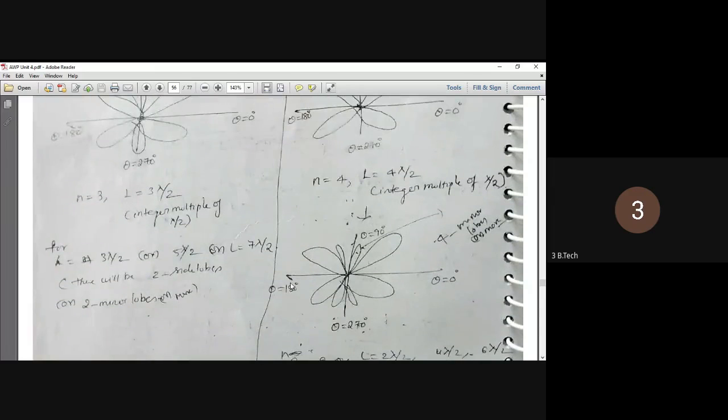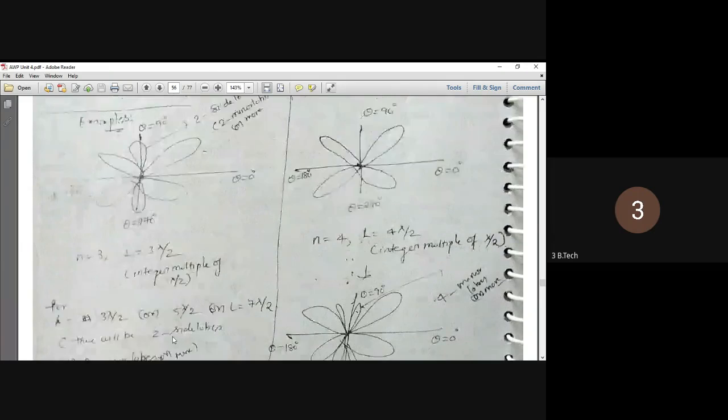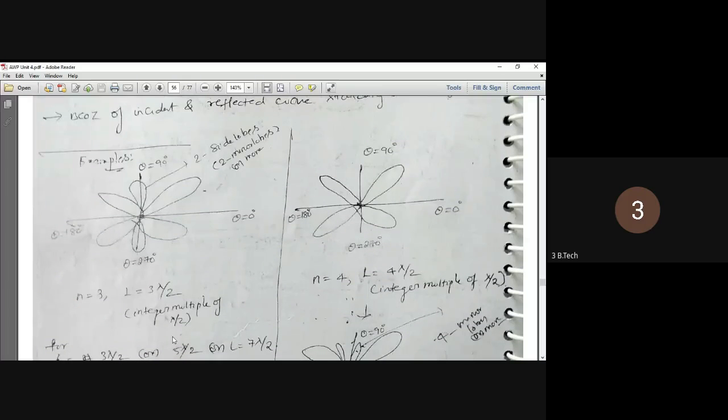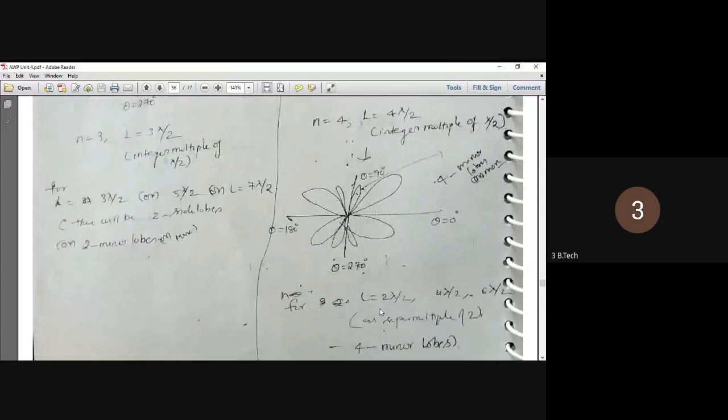In the odd condition, that is an odd integer multiple of lambda by 2, if n is equal to 3, L will be n lambda by 2, substituting n equal to 3, you will get 3 lambda by 2, and 5 lambda by 2, 7 lambda by 2. So if you take odd, the radiation pattern has 4 major lobes and 2 minor lobes. When we come to the even condition, substitute n equal to 2, meaning 2 lambda by 2, 4 lambda by 2, 6 lambda by 2. In the even condition, there are 4 major lobes and 4 minor lobes.